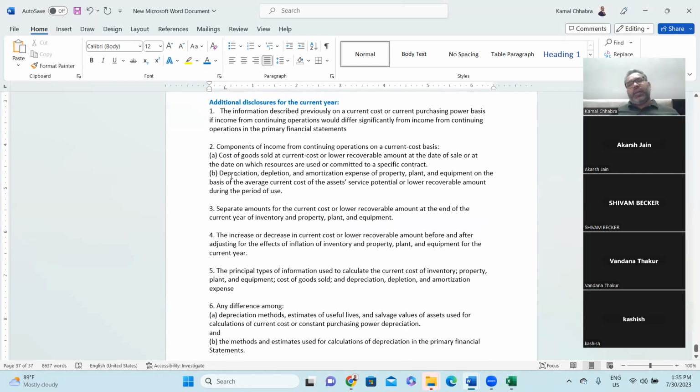Additional disclosure for the current year. So we have discussed the 5-year disclosure. Now we will discuss what additional disclosure is required for the current year financial statement.